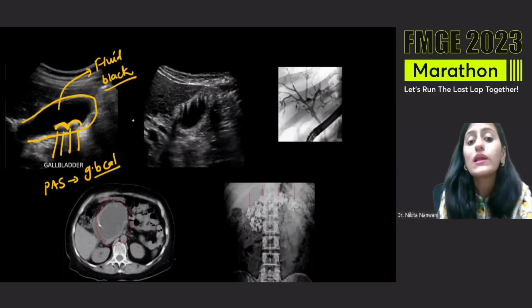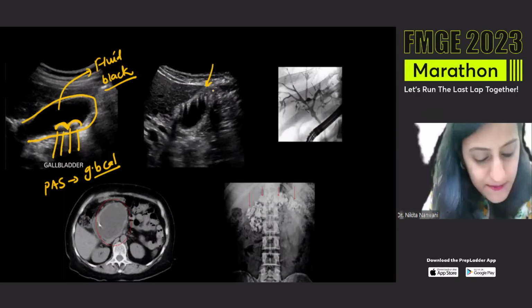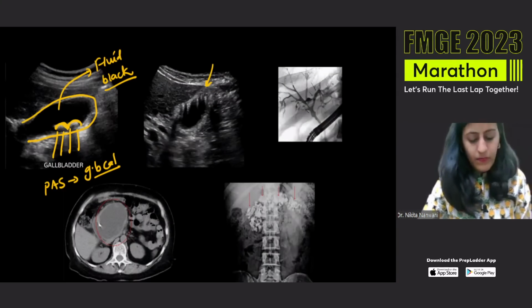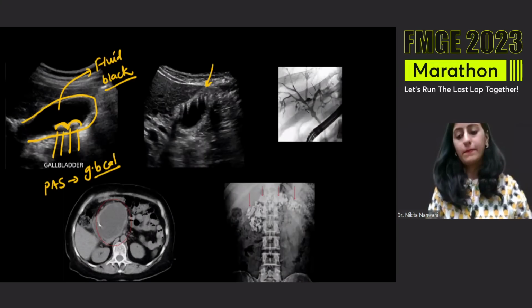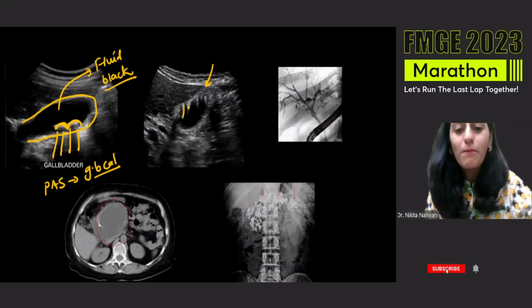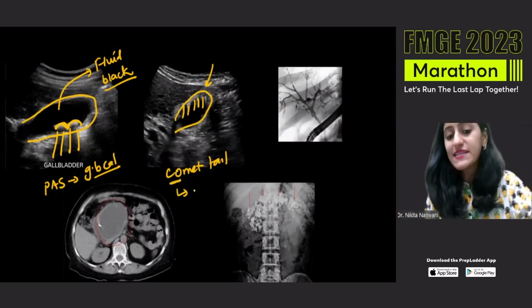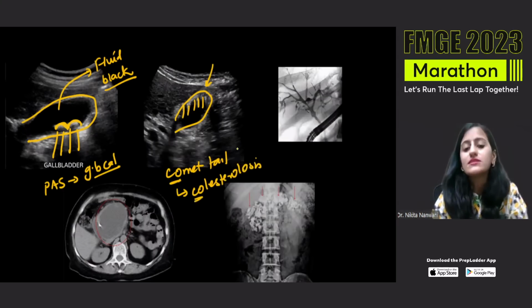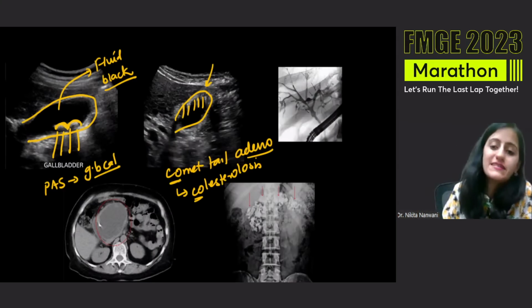Cholelithiasis. Tell me, what do you think is the diagnosis in the next image, guys? Very good, amazing. This is the comet tail artifact. So remember the comet tail artifact in the gallbladder. Comet tail is cholesterosis. That is adenomyomatosis of the gallbladder. That's the comet tail sign.